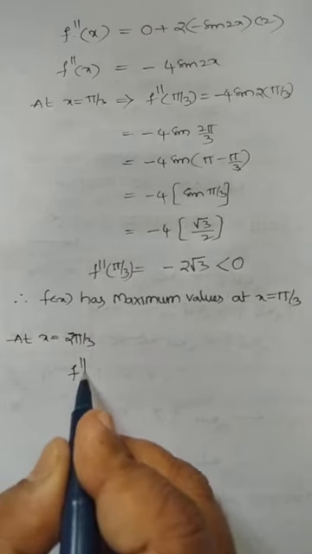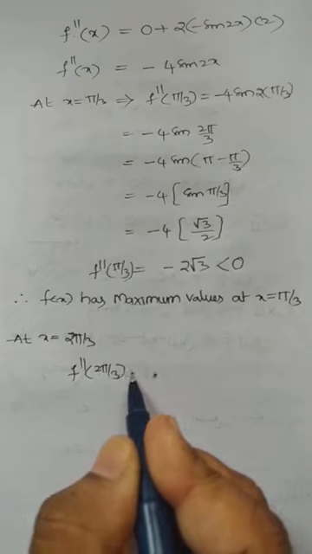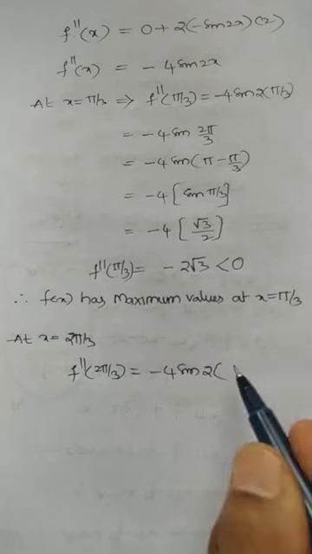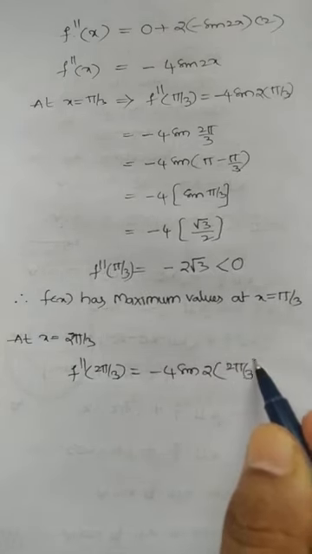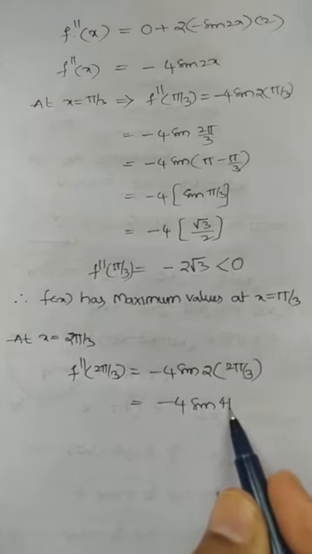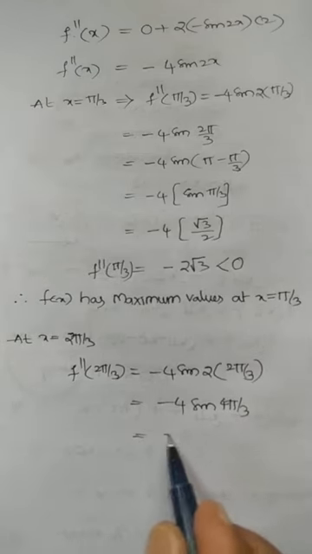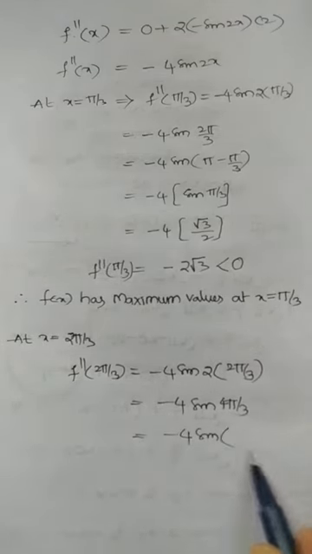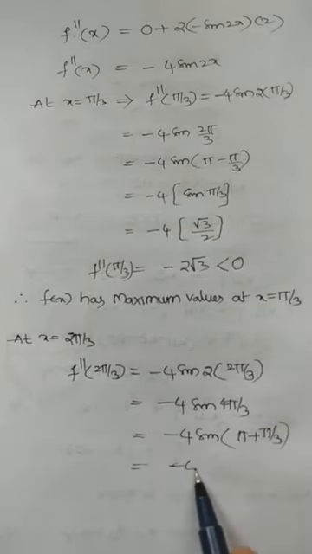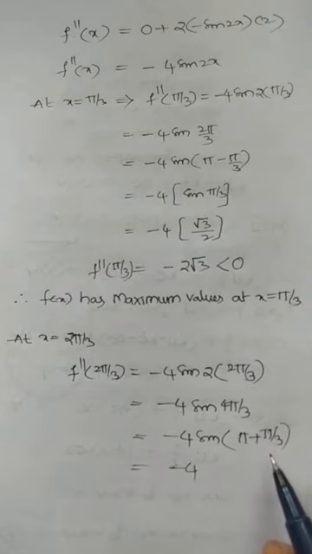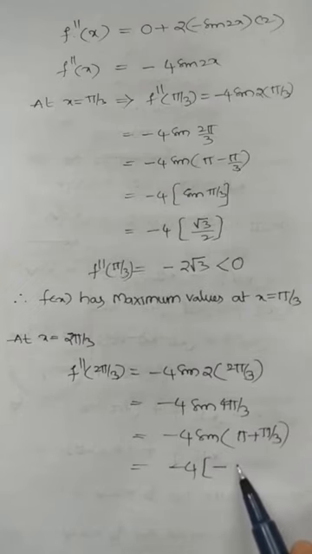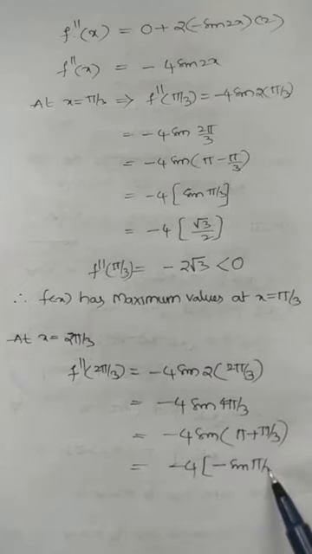At x = 2π/3, f''(2π/3) = -4 sin(2 · 2π/3). So it is -4 sin(4π/3). It can be written as -4 sin(π + π/3). π + π/3 lies in the third quadrant, and there the sine value is negative. So it is -sin π/3.